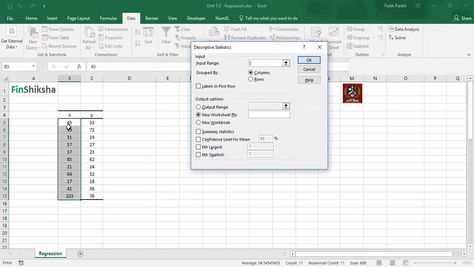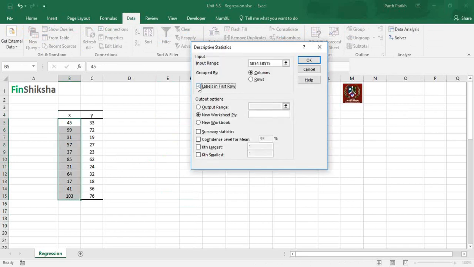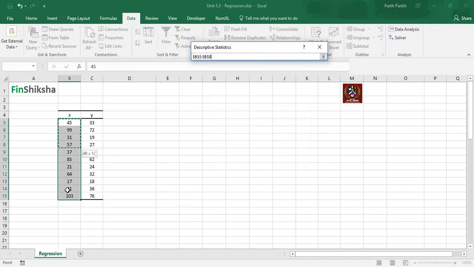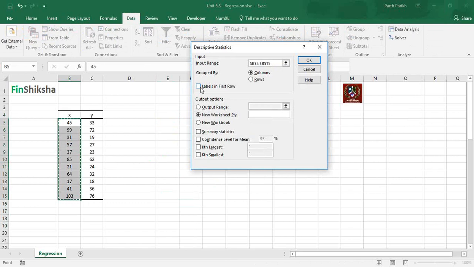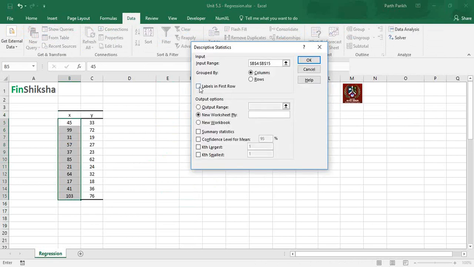Now I have to select the data range. Okay, labels in the first row. So if I select like this, then I have to click labels in the first row, because X is in my first row. If I'm directly selecting like this, then I don't need to click this because I don't have labels in the first row; the first row contains the data. If I'm selecting like this, where my first row has the label, then I have to select labels in the first row.